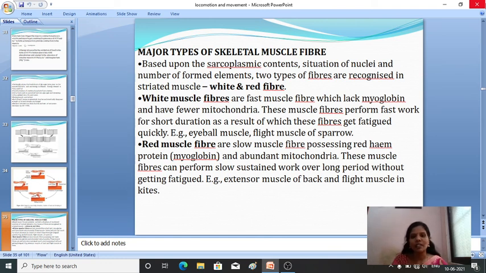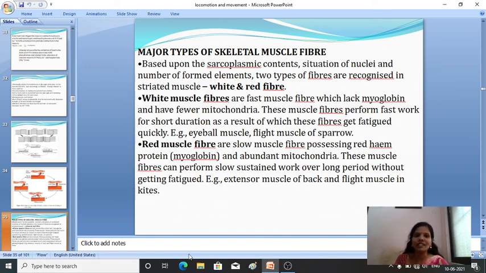White muscle fibers are fast muscle fibers. Generally they lack myoglobin. Myoglobin is a pigment which is present in the muscles. Fine. They have fewer mitochondria, and these muscle fibers perform fast work for a short duration. White muscles perform work only for a short duration, as a result of which these fibers get fatigued quickly.